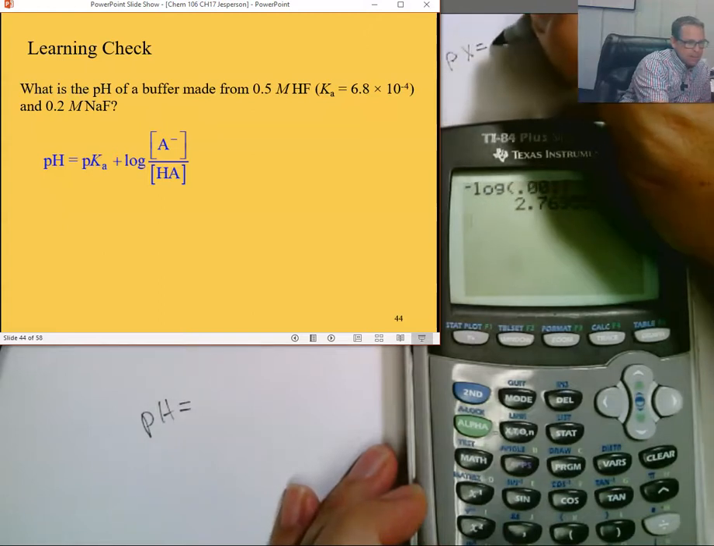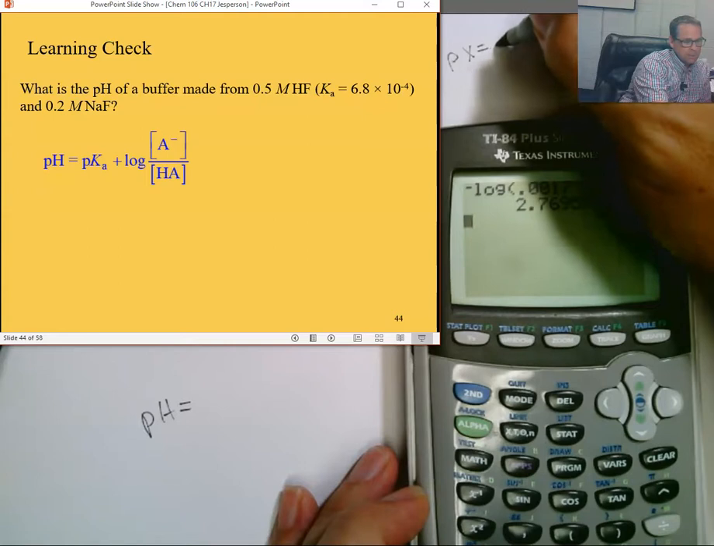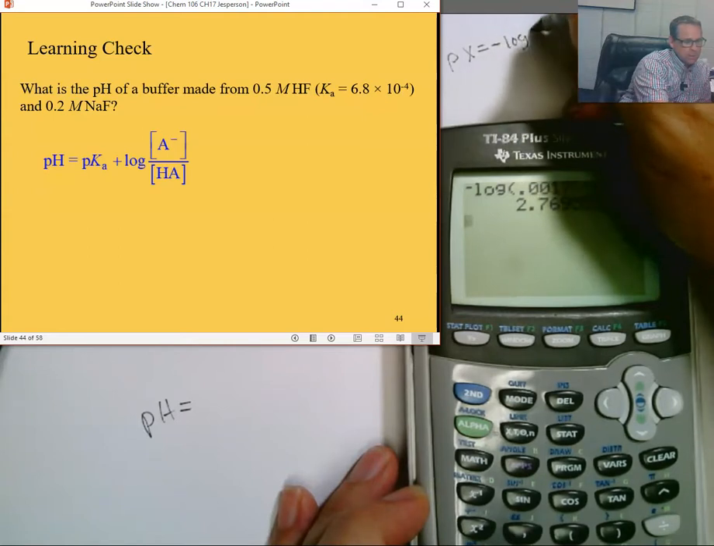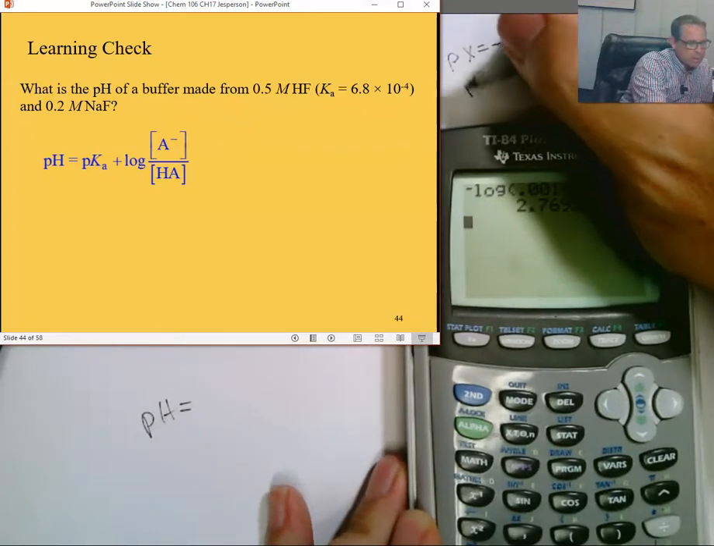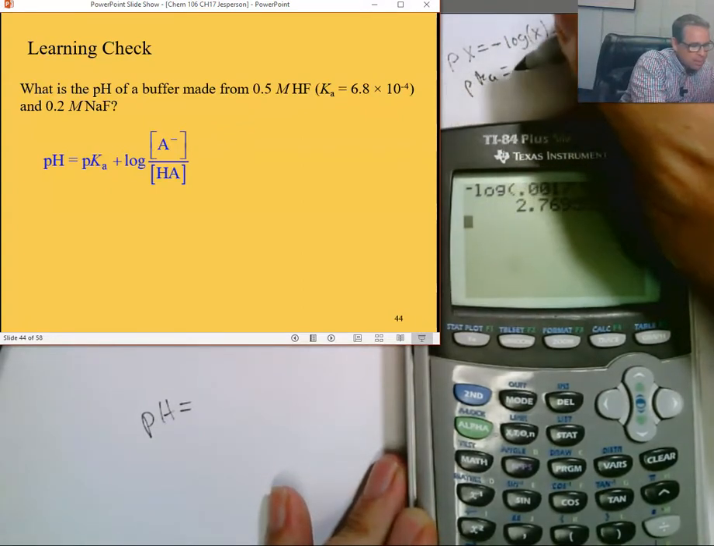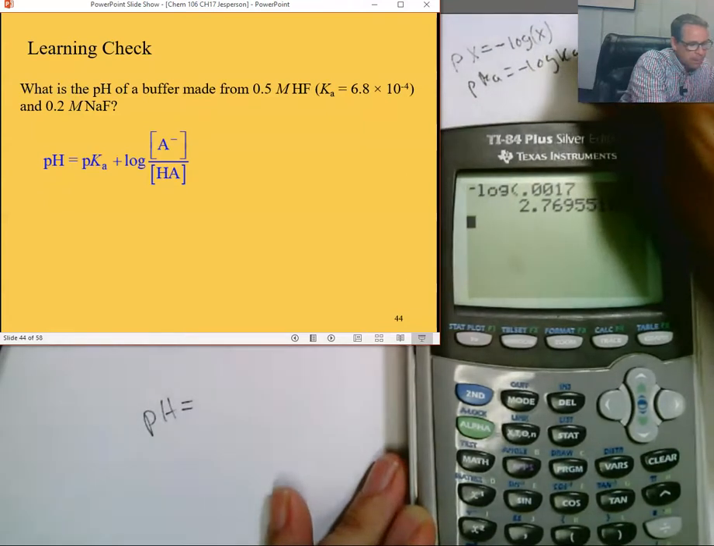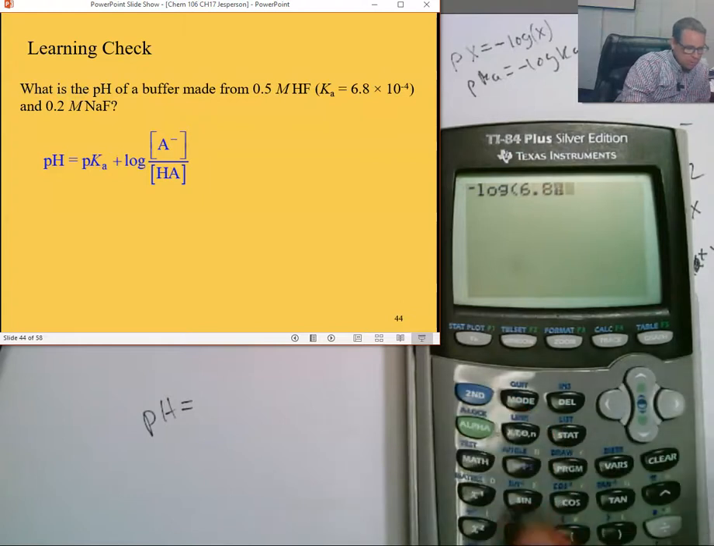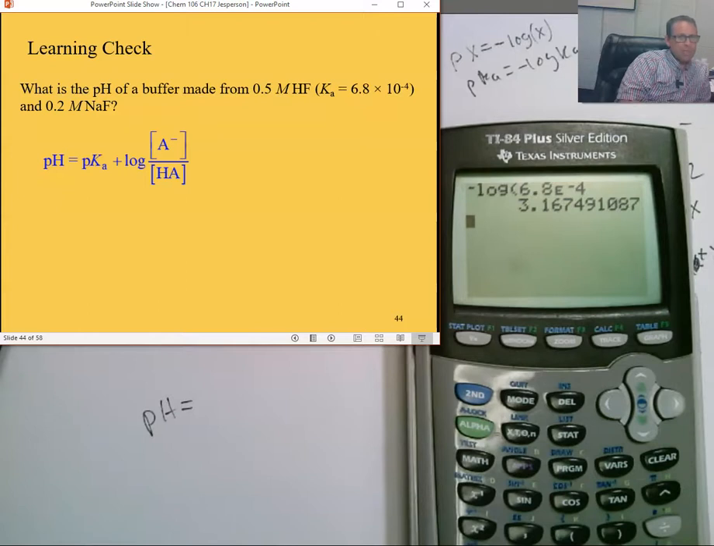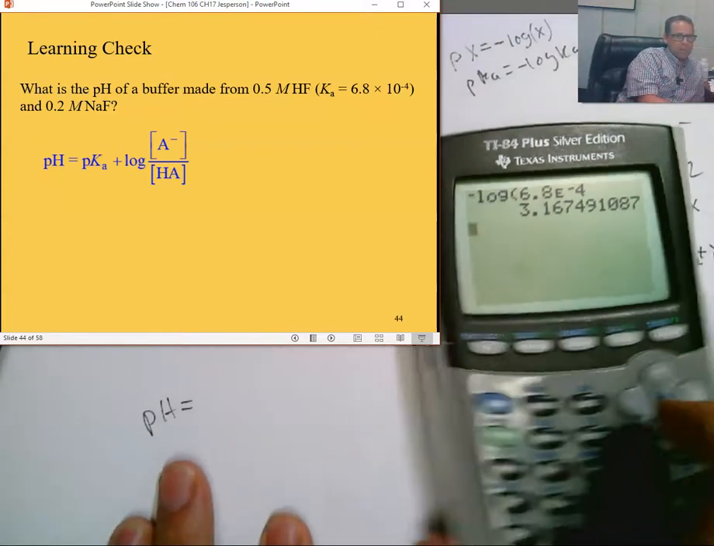Okay. Well, remember this business? pX equals what? What does pX equal? Negative log of x. That's right. Very good. So if I have pKa, that must be the negative log of the Ka? That's right. So negative log of my Ka, 6.8 times 10 to the minus 4, 3.16.